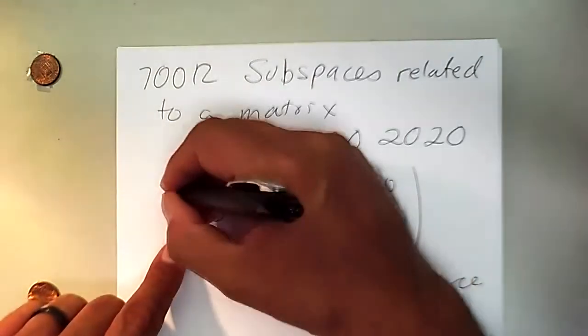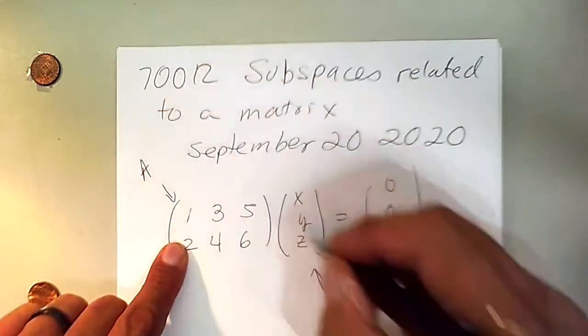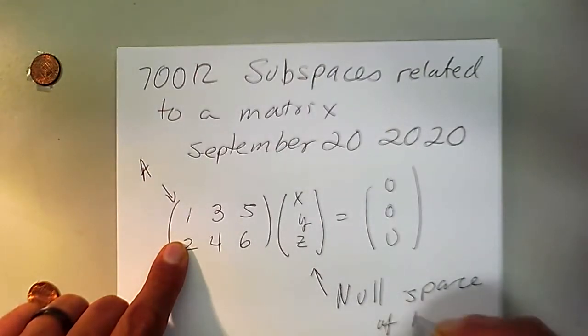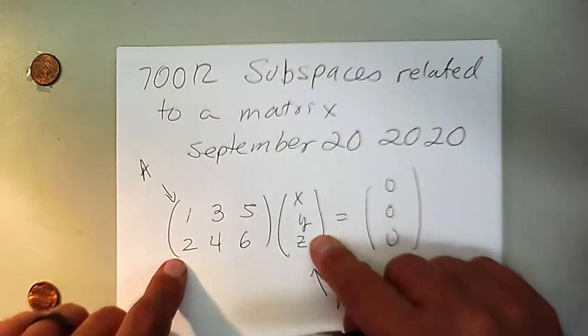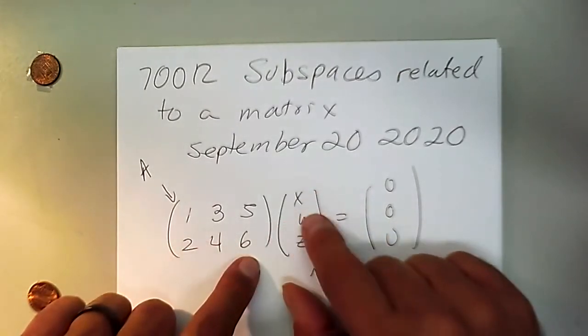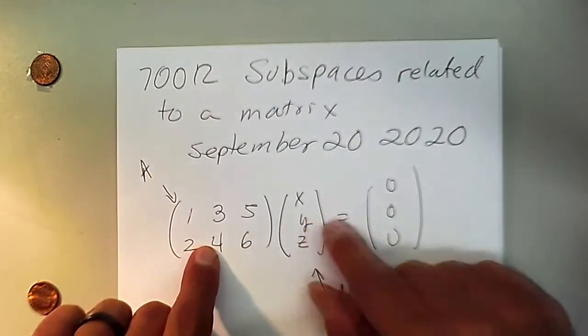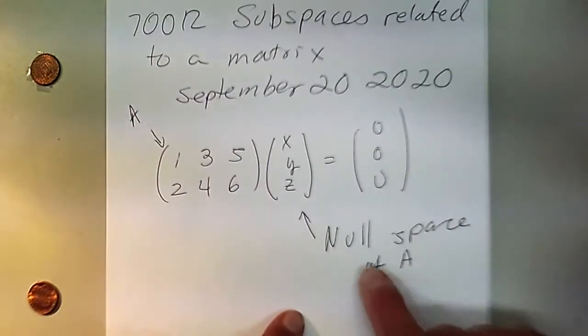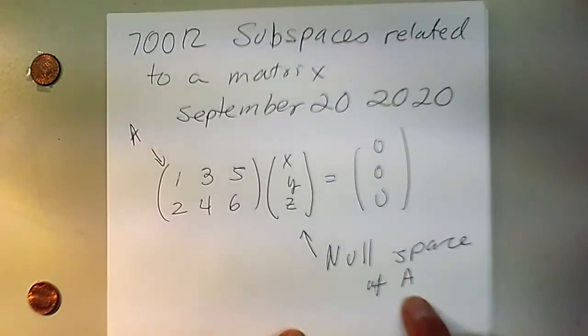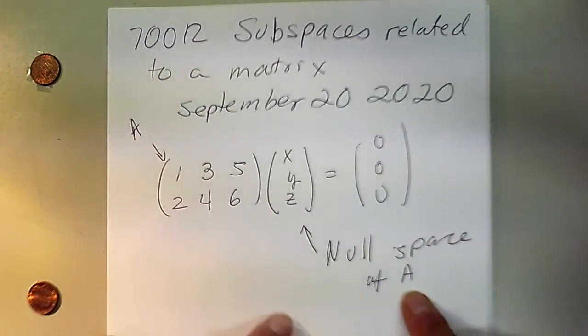Let's assume this matrix is A. So the null space of A is going to be the set of all those vectors, so that when we multiply those, this one on the right, this one on the left, we end up with zeros. So that's one important space, the null space of A, that we're going to get into.